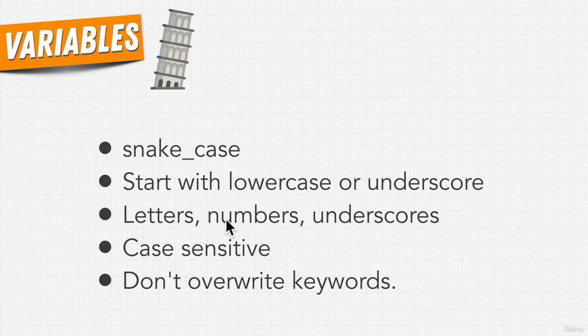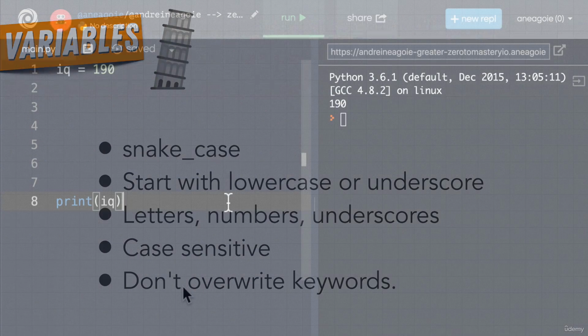But remember, they have to start with lowercase or underscore. That means we can't start a variable with a number. They're also case sensitive. That means if I create a variable, but let's say this snake case, this variable has a capital E instead of a lowercase e, that will be a different variable. And then finally, you can't overwrite keywords. Let's go through these with some examples.